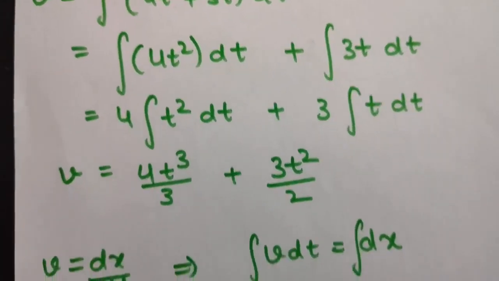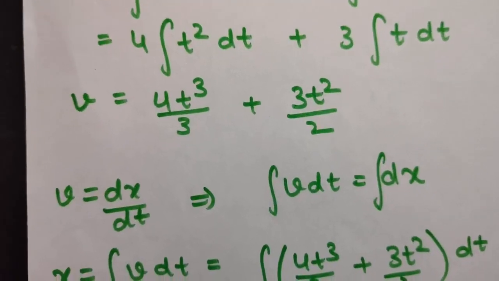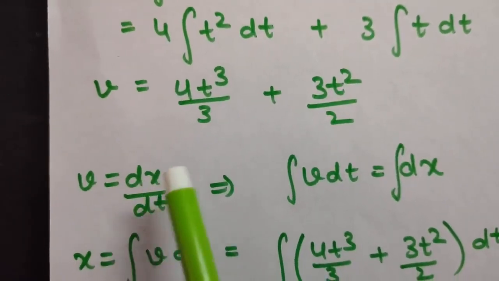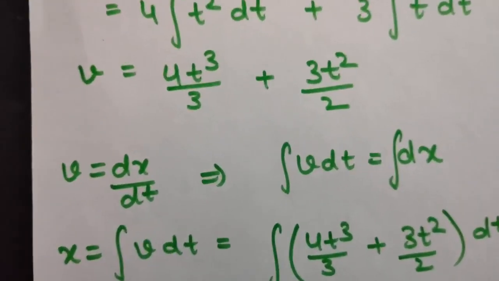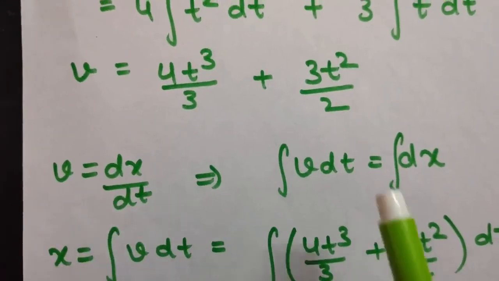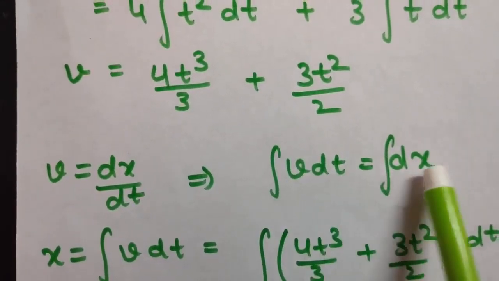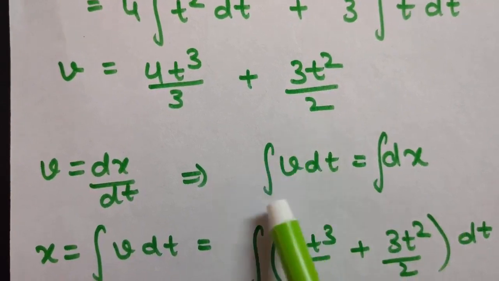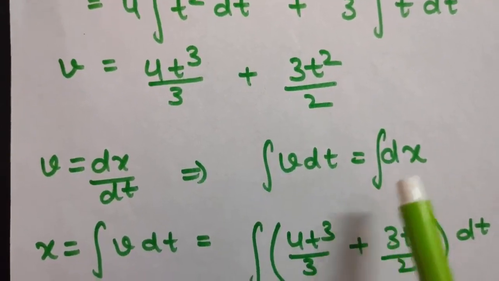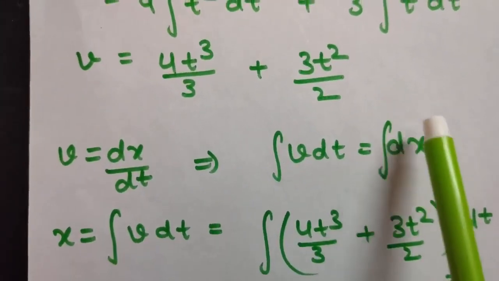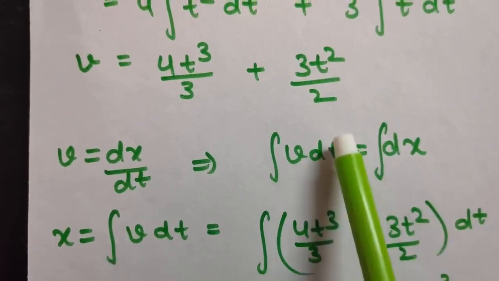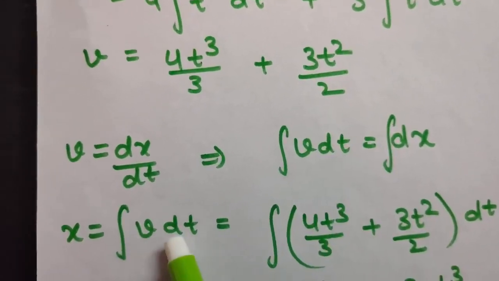Now distance is also asked. So again, as you know, v is equal to dx by dt. Now again cross multiply the terms, then you will get v dt is equal to dx. Again I am integrating both the sides. So integration of dx will be x only, and I am writing it as it is, integration of v dt.